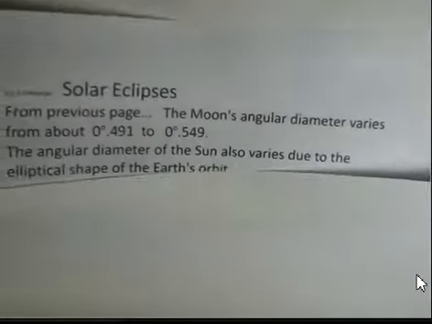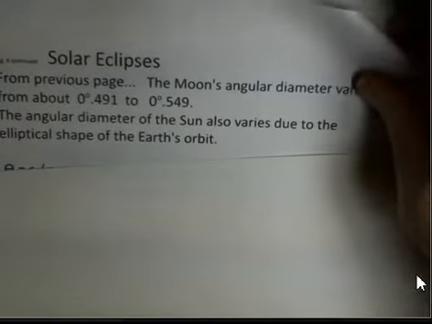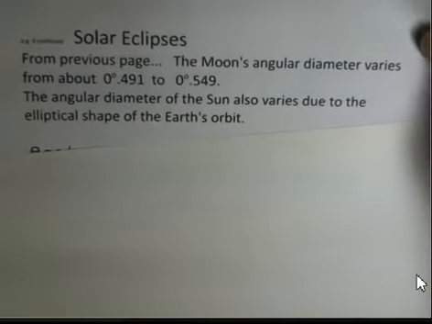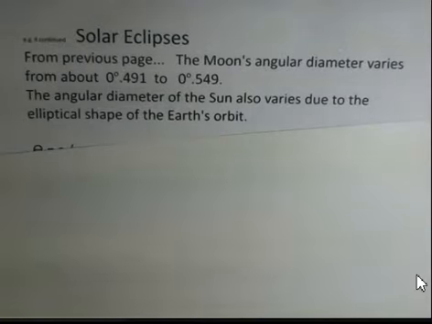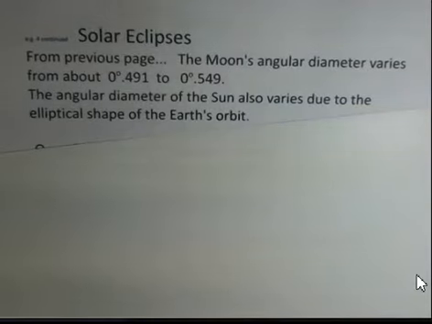Okay, let's move on and talk about solar eclipses. It involves the moon as well. So we've discovered that the moon changes its angular size as it moves in its path around the Earth, from 0.491 degrees to 0.549 degrees, the moon is smaller or bigger to our eye on the sky. The angular diameter of the sun also changes because the Earth does not have a circular orbit. It has an elliptical orbit. Sometimes it's closer to the sun, sometimes it's farther away.